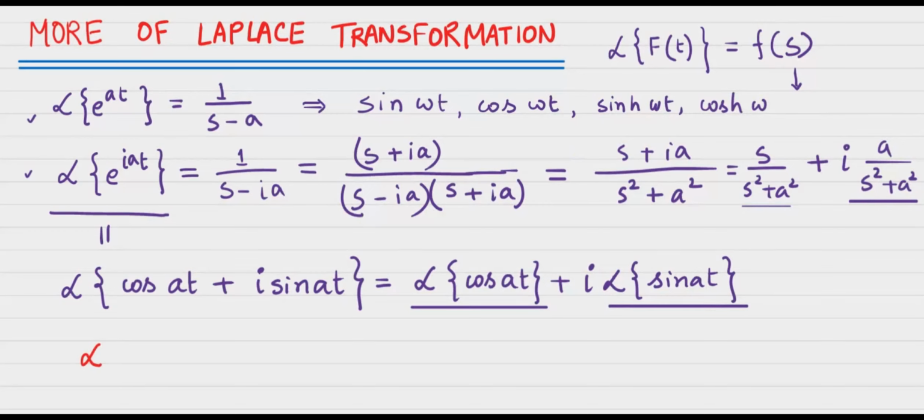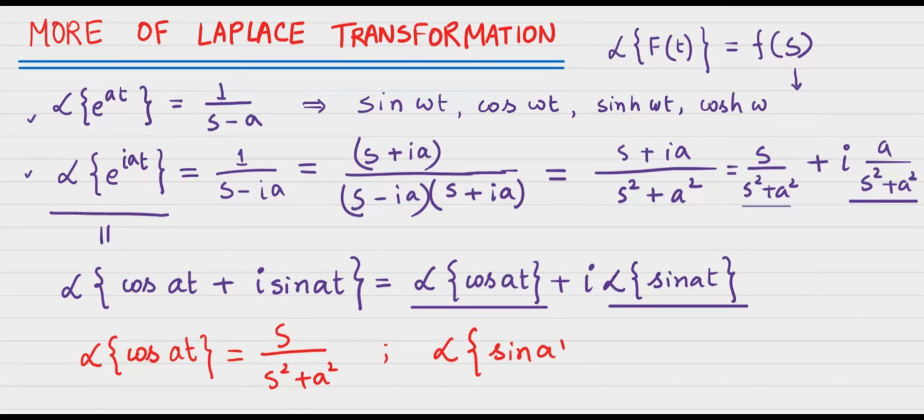The Laplace transformation of cosine of at is given by s divided by s squared plus a squared, and the Laplace transformation of sine of at can be written as a divided by s squared plus a squared.